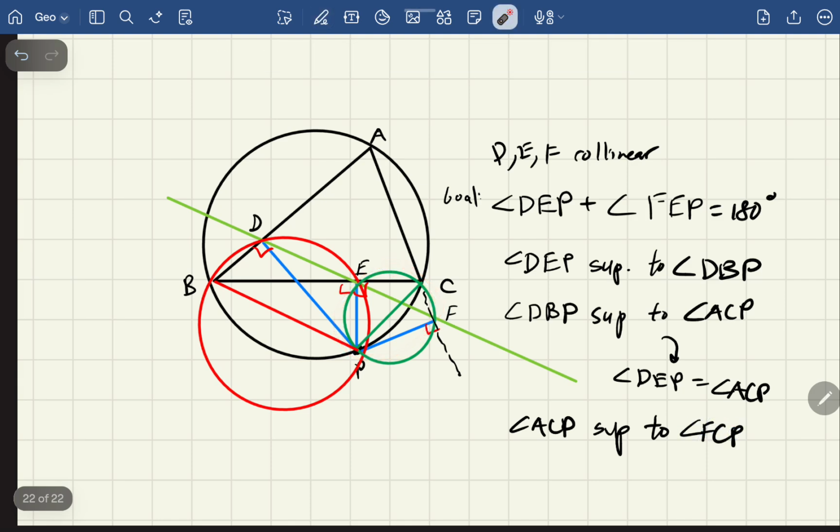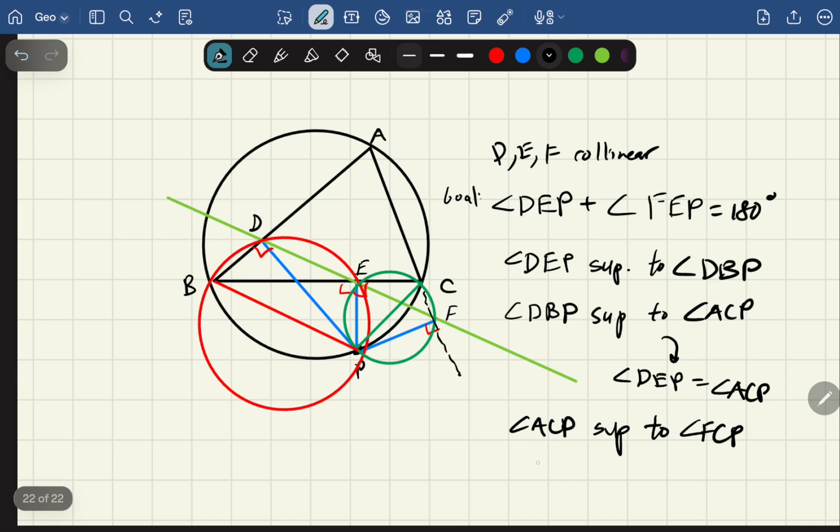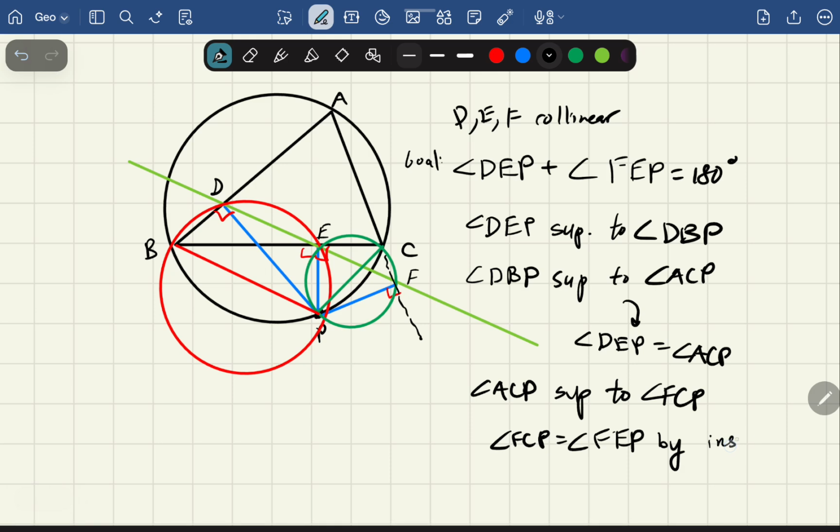But we haven't used this circle, this green circle yet. In this circle, FCP, remember we're trying to relate it to FEP, right? And conveniently, FEP and FCP, they both subtend the same arc of arc PF here. So FCP is equal to FEP by inscribed angles.